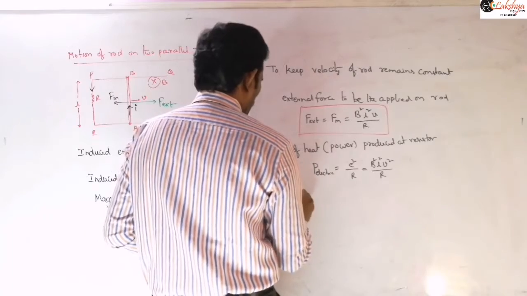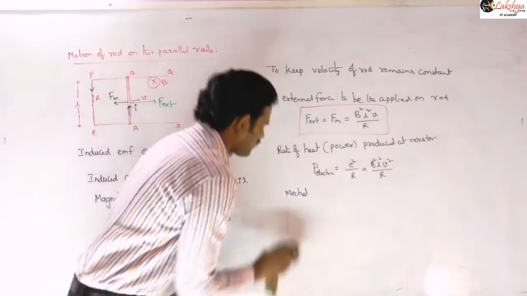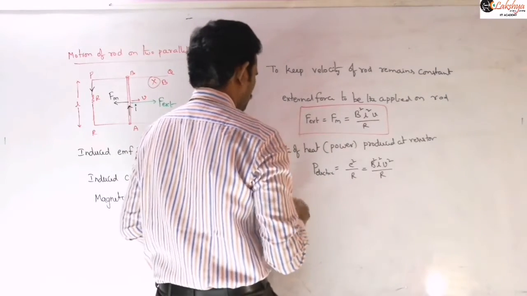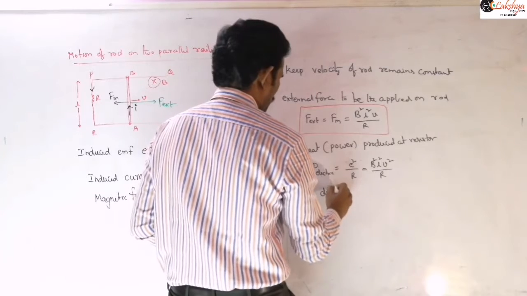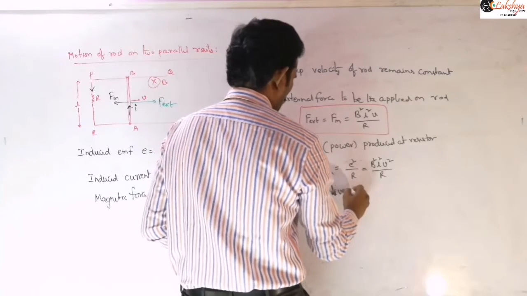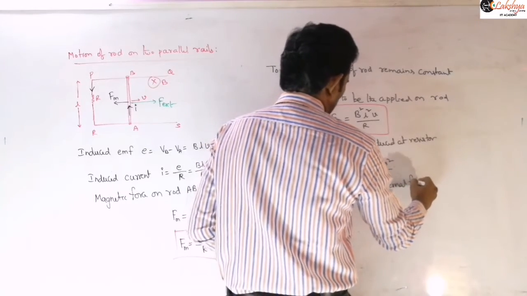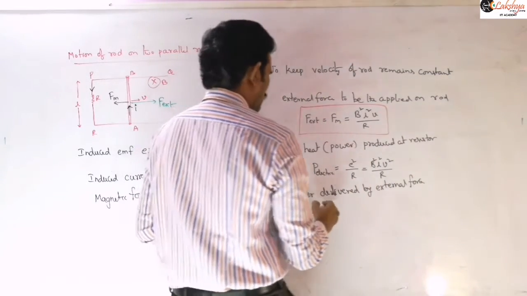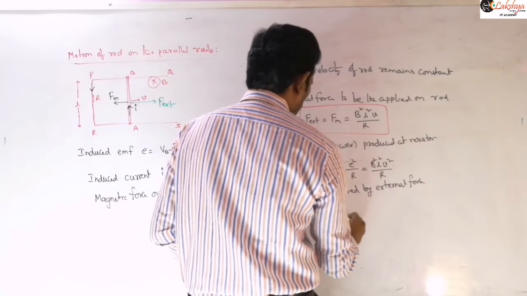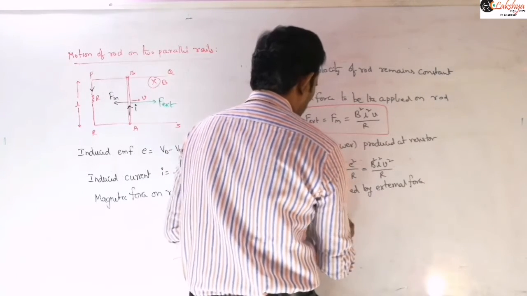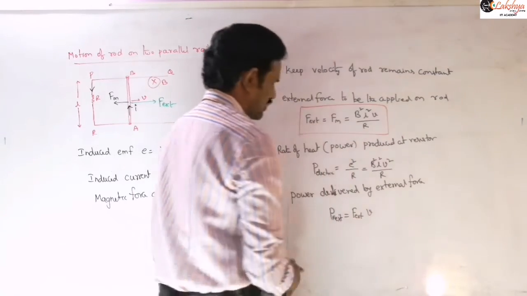That means mechanical power, or power supplied by the external force. So the power delivered by this external force, we can write this as our mechanical power, or power delivered by this external force here. This power we can write as F external into velocity.